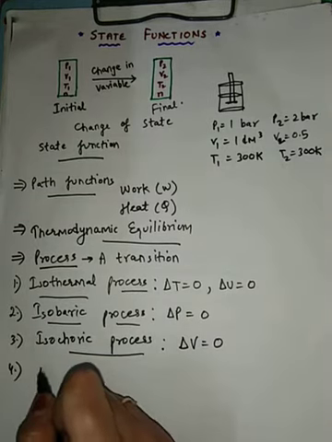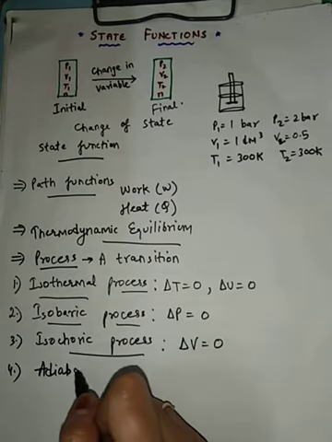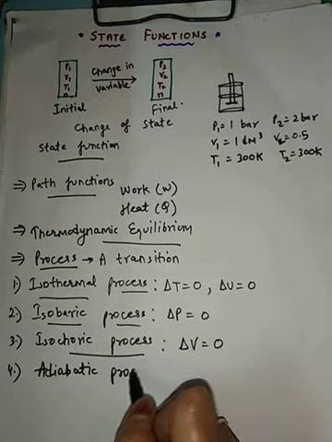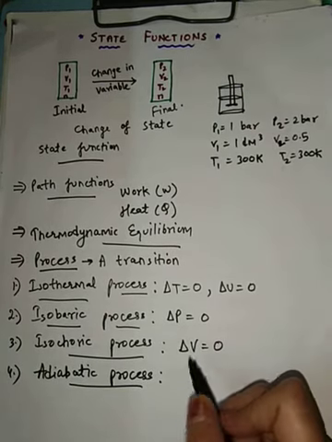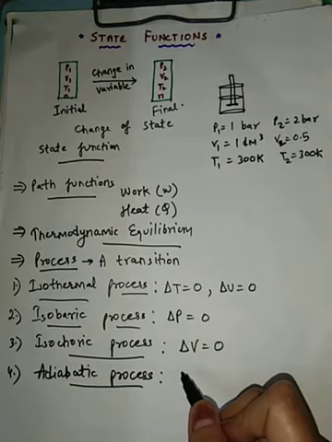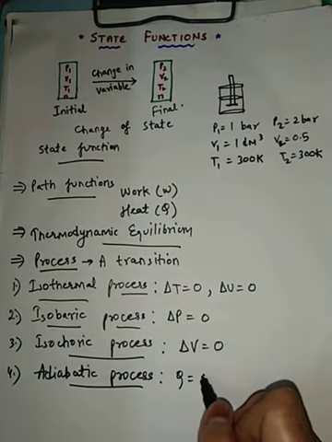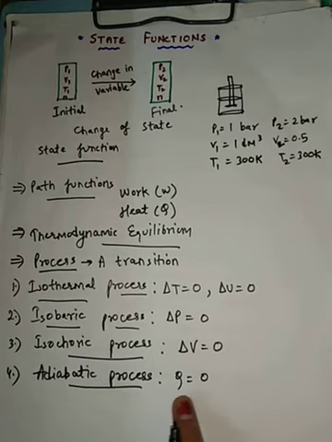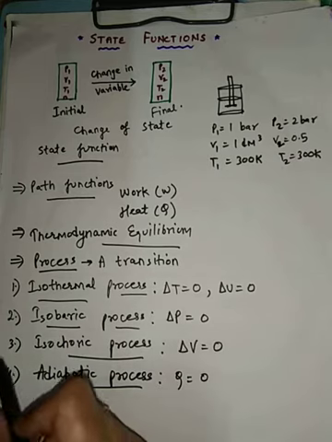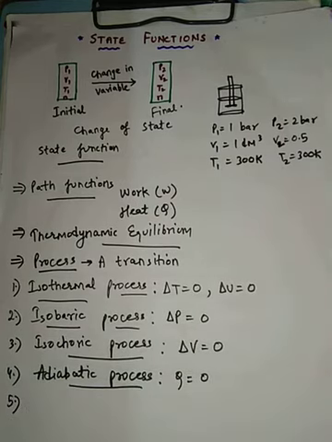Next type is called adiabatic process. Now if there is no exchange of heat between the system and surrounding, then such a process is called adiabatic process, and for this we will say Q is equal to 0. This Q is the heat which is exchanged between the system and surrounding. When there is no exchange of heat, Q is equal to 0, and such a process is called adiabatic process. For example, the hot coffee in the thermoflask was undergoing adiabatic process because it was not exchanging heat with the surrounding.